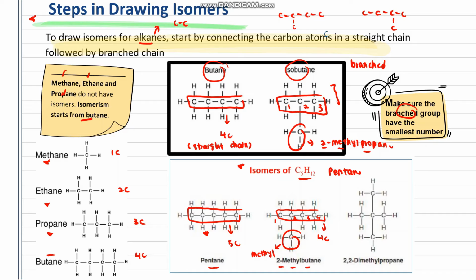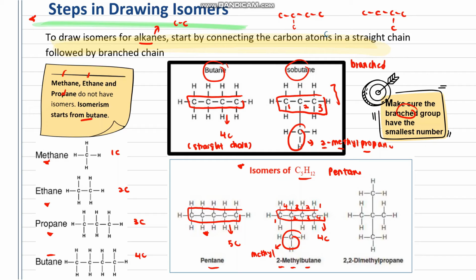And then we don't want to number from the right hand side, because when we number from the right hand side, this will be our first carbon, second carbon, third carbon, and then this is the fourth carbon. So in this case, if we number from the right hand side, the methyl group will be on the third carbon, on carbon number 3. So we don't want this to happen. That's why we number it from the left hand side.